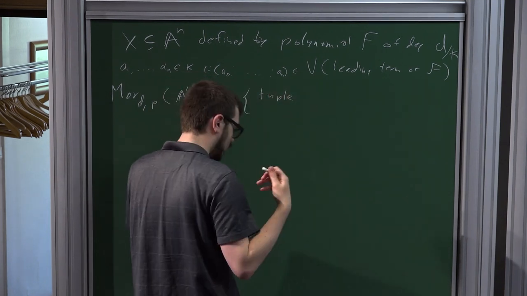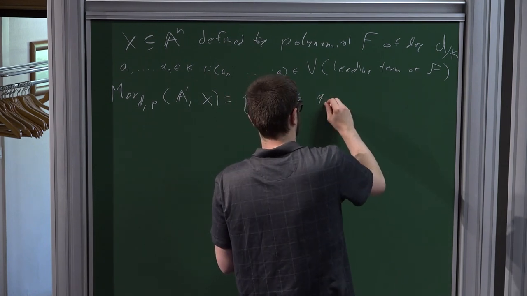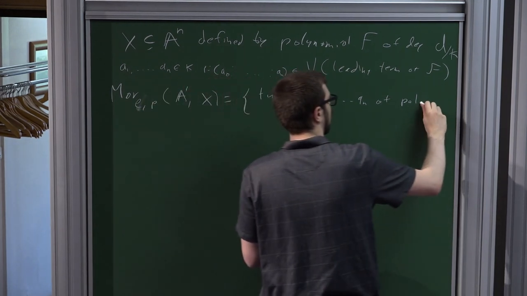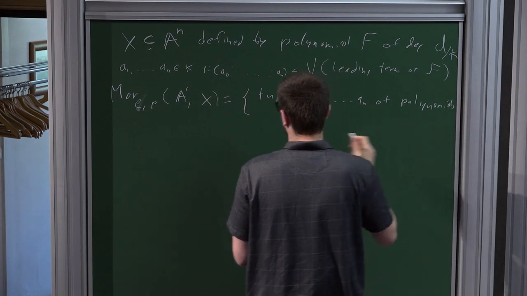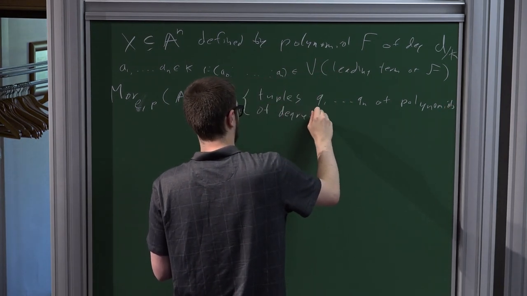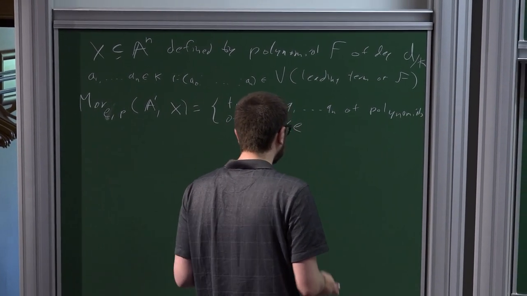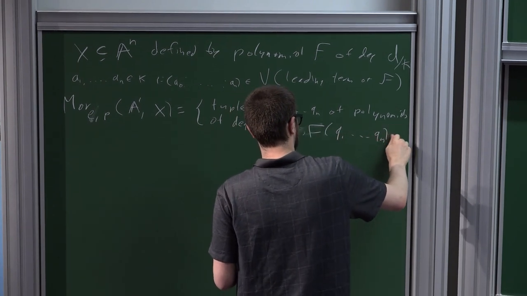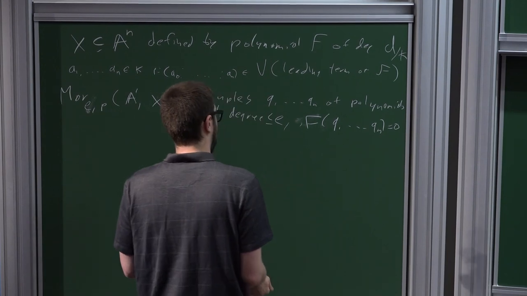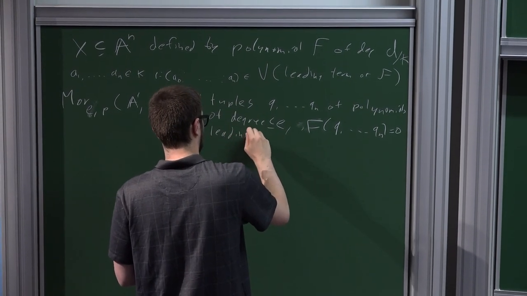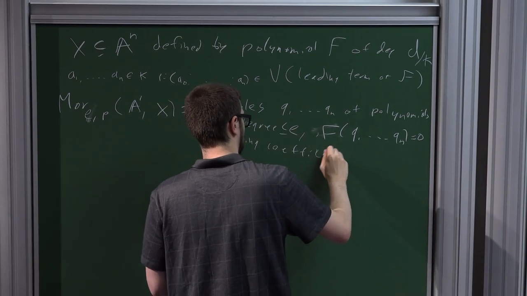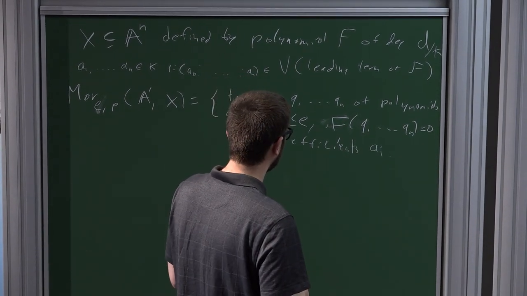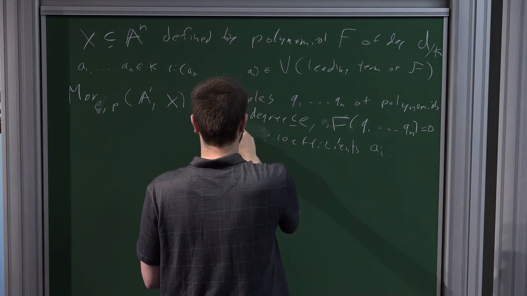the set, or the variety, or scheme, parameterizing tuples g_1 through g_n of polynomials of degree less than or equal to e, solving f, so f(g_1, ..., g_n) = 0, with leading coefficients a_i. You mean coefficients in degree e? Yes. It could be not the leading, but okay. Degree e.